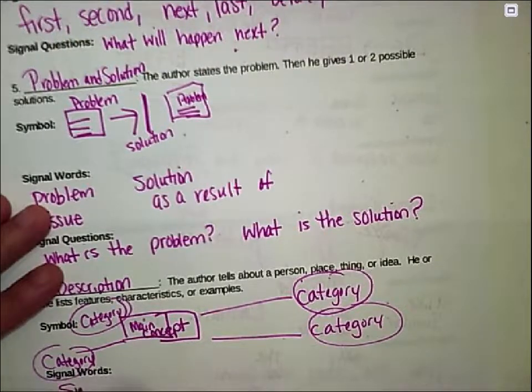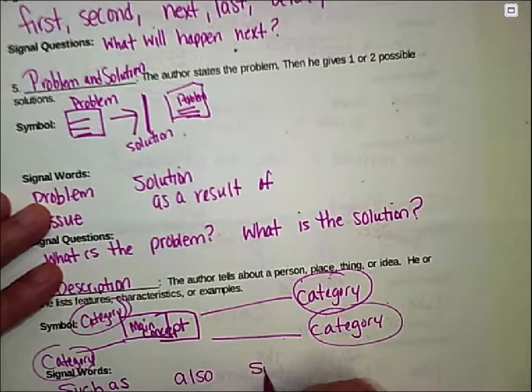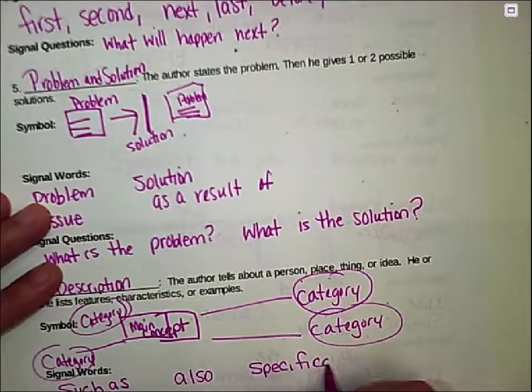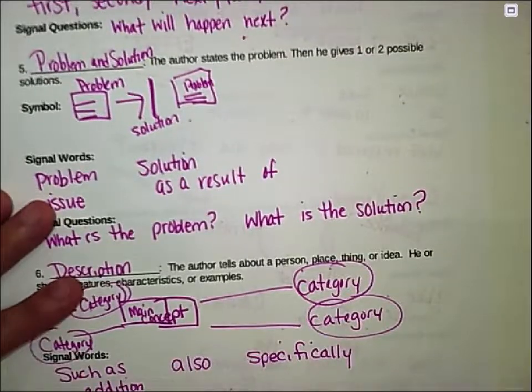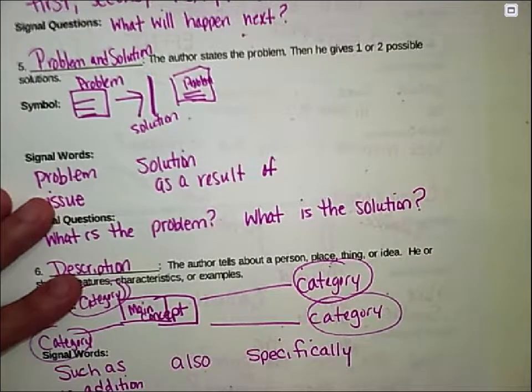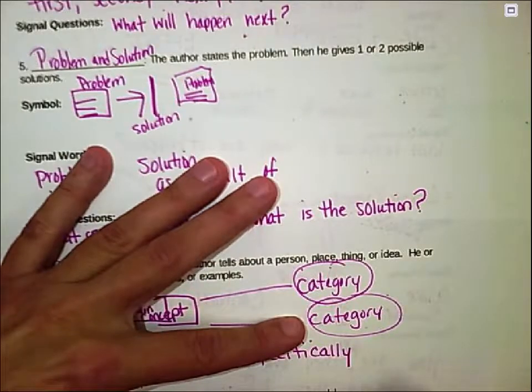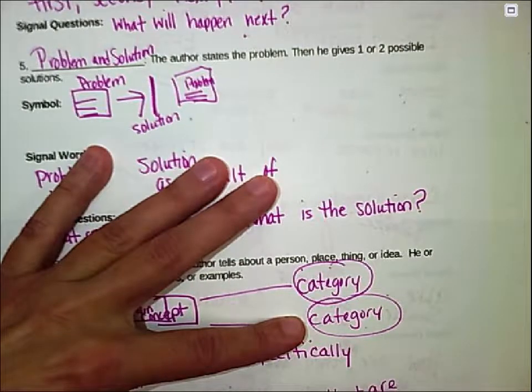And some signal words we would have would be like such as, in addition, also, maybe specifically, and our questions, I'm sorry, would be, what is it? What is it like? Or we could have, what are some examples?